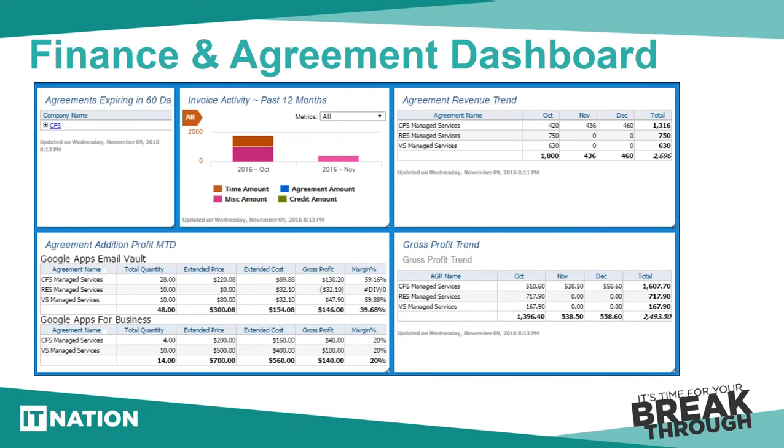The finance and agreement dashboard itself that I'm showing here is a custom financial dashboard. So I went into Report Writer, I pulled some custom reports and some standard reports, like the agreements expiring in 60 days. That's a standard report that you have access to in the Report Writer, so you can create your own dashboard, pull that information in, and then drill down into it. The agreement revenue trend, gross profit trend, and addition profit month to date sections are coming from a custom report that is breaking out that information and then displaying it up here in the dashboard.